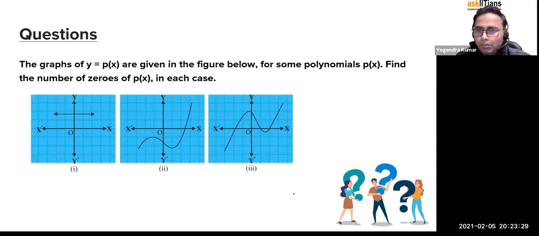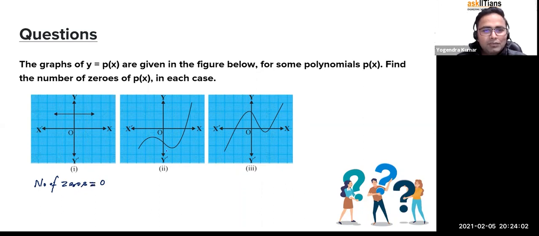You can pause the recording and try this question. It is a really good question. The graph of y equals p of x is given below for some polynomial p of x. Find the number of zeros of p of x in each case. So here it is not cutting the x-axis, so the number of zeros is equal to 0, right? No zeros.